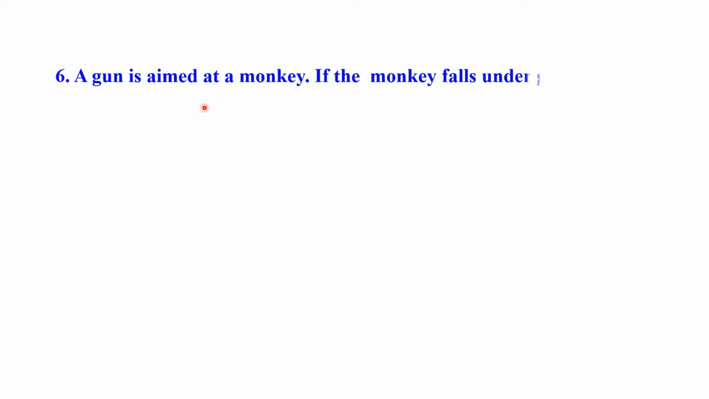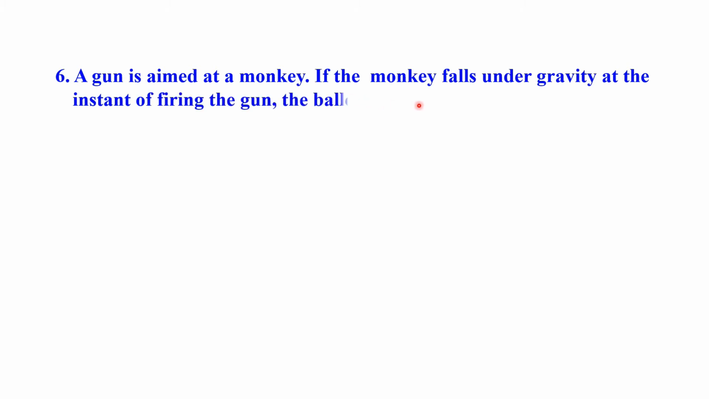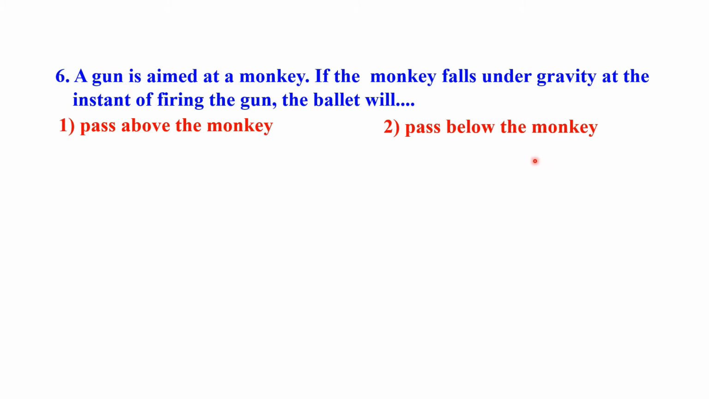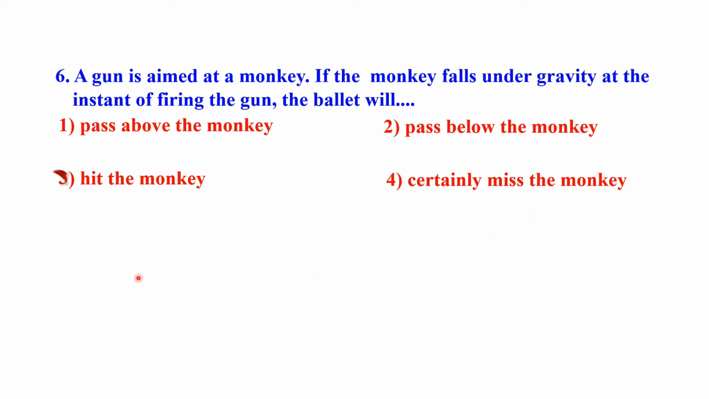A gun is aimed at a monkey. The monkey falls under gravity at the instant of firing the gun. The bullet will pass above the monkey, pass below the monkey, hit the monkey, or certainly miss the monkey. Let us discuss. Here the bullet will hit the monkey.